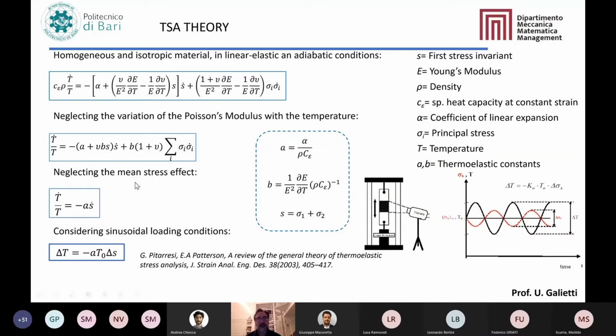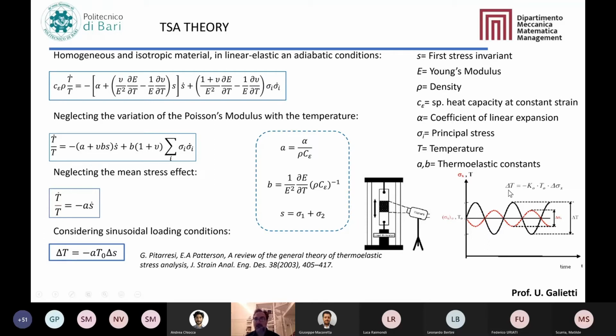It means that it's related to the change of the sum of the principal stresses. So if we make some assumptions: local adiabatic condition, because we have a high-frequency load, a homogeneous material, a small temperature change, whatever, we come up with a very simple equation.